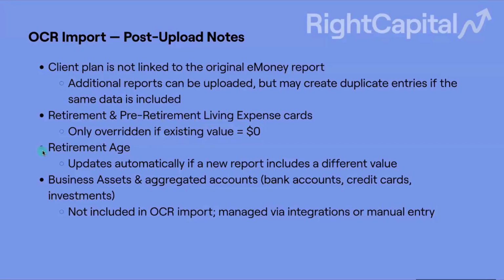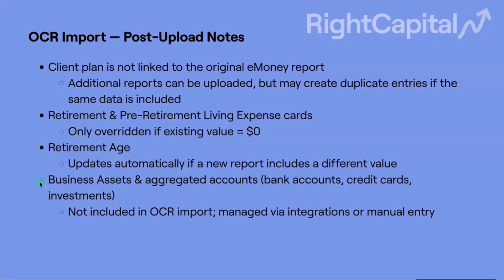So something to pay attention to, unless we have pre and post-retirement living expenses set to 0, the system will not override the new expenses if we upload a new report. On the flip side, looking at retirement age, and these are big ones, so I just wanted to point these two out. If we do upload a new report that updates the retirement age, the system will update automatically the new retirement age. So if you uploaded one report where they're retiring at 65, and then you upload a second report where they're retiring maybe at 62, the system will automatically override that previous retirement age. So it will override retirement age. It will not override pre and post-retirement living expenses unless the pre and post-retirement living expenses are already set to 0.